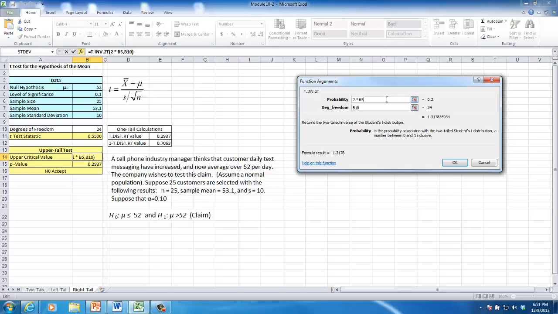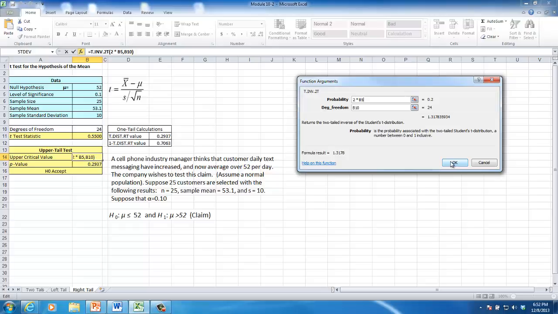The reason is that this is one tail. In a two-tail test, we don't need to multiply by 2, but for a one tail test, either right tail or left tail, we need to multiply by 2. So 2 times B5. We multiply the level of significance by 2 because it is one tail. This is the way Excel works. So just keep in mind, if there is a t-test with one tail, for probability you need to multiply the level of significance by 2, and degree of freedom is n minus 1.